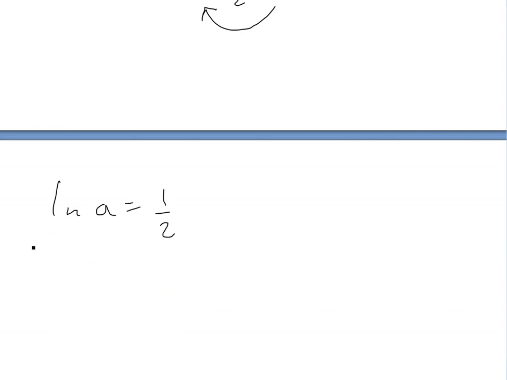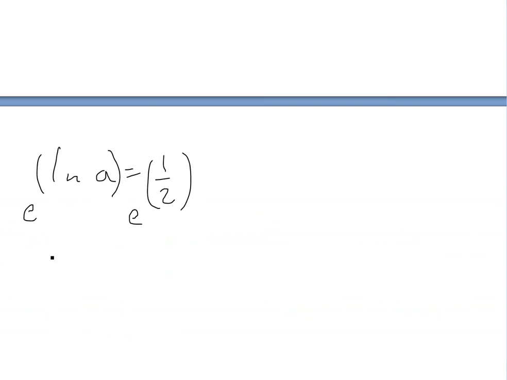Now if we take e to the power of both sides, just so we can cancel the ln using logarithmic properties, we are left with a equal to, so the ln and e cancel, e to the power 1 over 2. So we have a value for a right there.